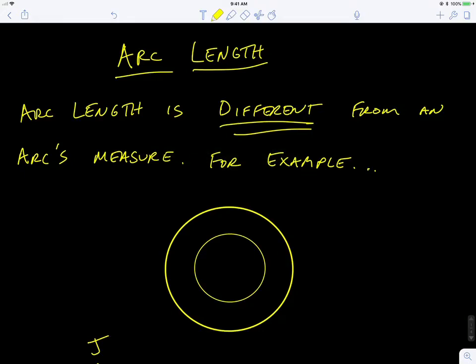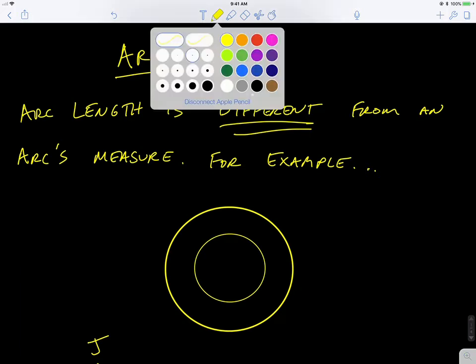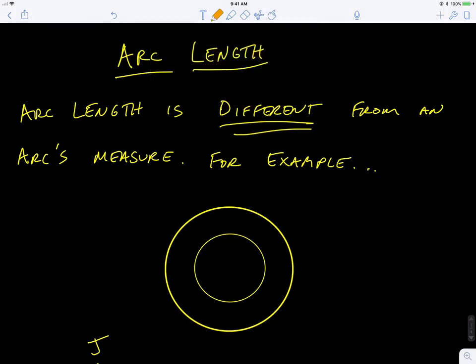So we're going to look at arc length now, and it's going to be related back to your circumference, and then we're also going to look at area of a sector, which relates back to the area of the circle. So first of all, the thing I want to stress before we start is that arc length is different from an arc measure. So for example, if we use these two circles, I like this picture because it'll show you the difference between arc length and arc measure.